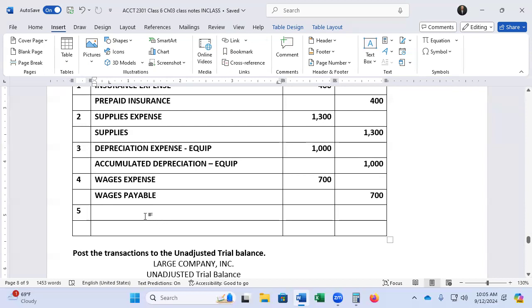And then the last one says services were completed for a client, but the client has not been billed yet. So we should have billed them, but we didn't, but we need to record the revenue. So in this case, it just says services, so I'm going to call it service revenue for 500. And then it would be accounts receivable for 500.